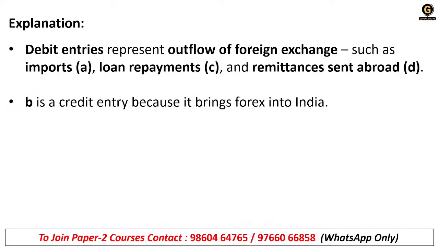Debit entries represent the outflow of foreign exchange. So when we are spending money outside, that is a debit, such as imports, loan payments, and remittances sent abroad. Whatever is coming inside the country will be credited. That is credit entries. Remember this point: debit entries mean our foreign exchange is outflowing, and credit means it is inflowing.